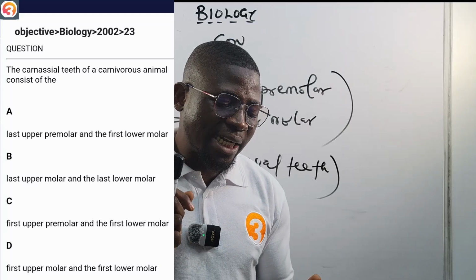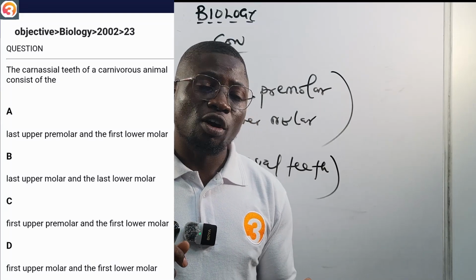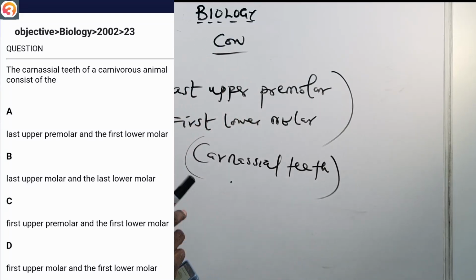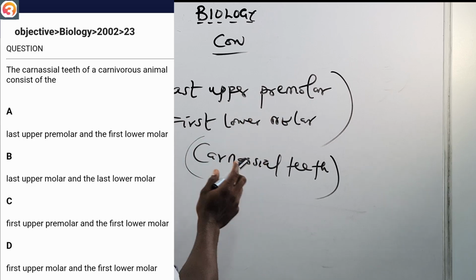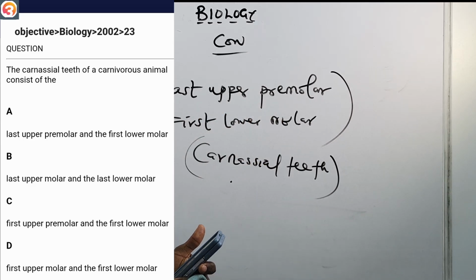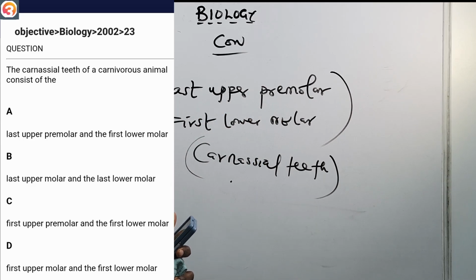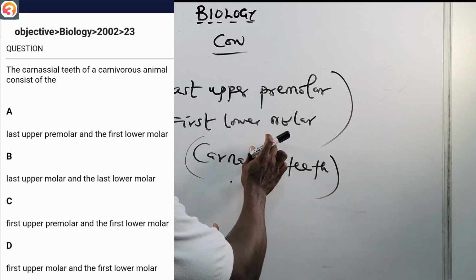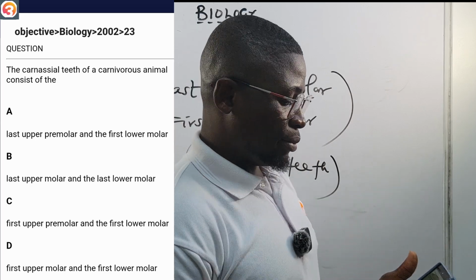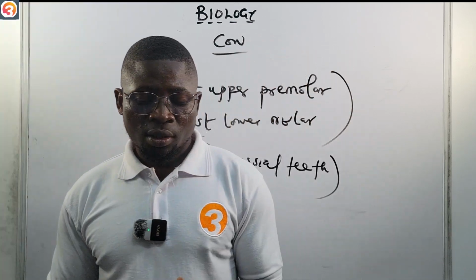Now let us see 2002 number 23. They say the carnassial teeth of a carnivorous animal consists of, I told you, the last upper premolar and the first lower molar. Let us see the options. A says last upper premolar and the first lower molar. Very correct. B says last upper molar and the last lower molar. Option A is very correct. It's shown on the board. There's no need to talk about the other options, so let us go to the next question.